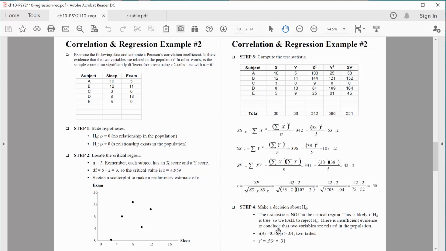And we were able to account for 31% of the variability. So 31% of the variability that we see in exam scores can be explained by the amount of sleep the student got the night before. Let's take that information that we have right there, and now let's compute a regression analysis. What we're going to do is try to figure out the best fitting line for this data right here.